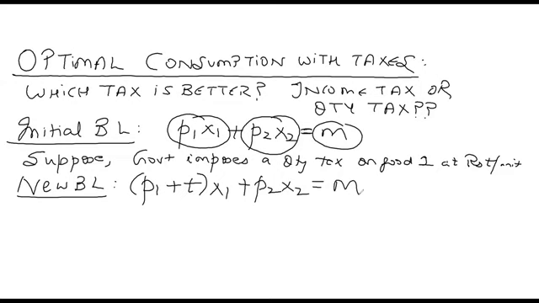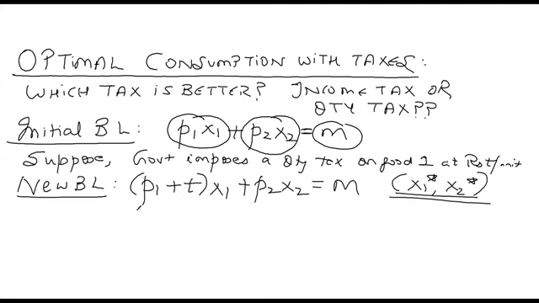Now, understand something. This was the budget line. And all of us know where the equilibrium happens: where the indifference curve is tangent to the budget line. We have been doing this since class 12. So suppose the IC is tangent to the budget line at X1 star, X2 star. Suppose this is my optimal consumption.